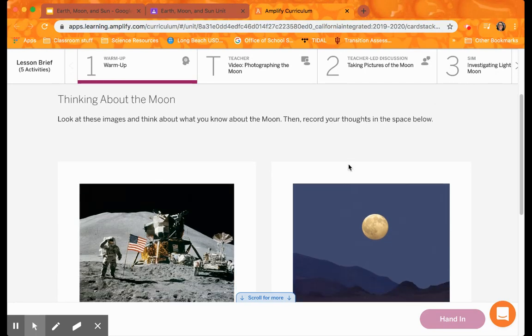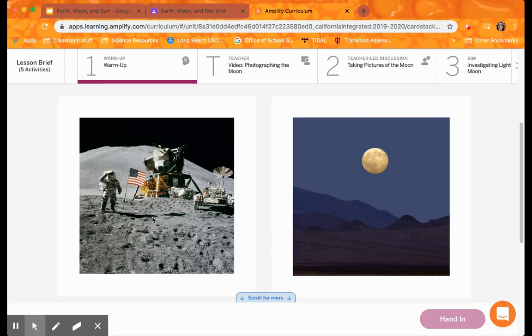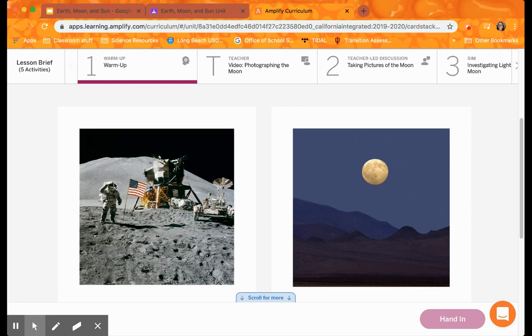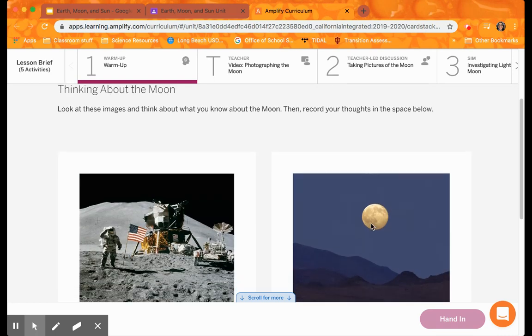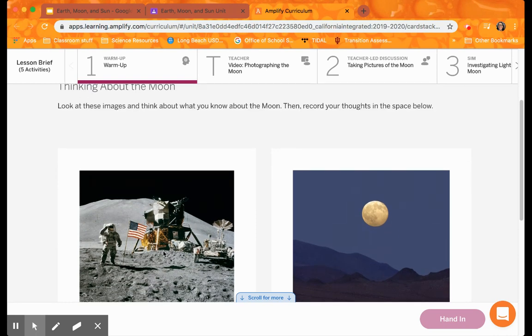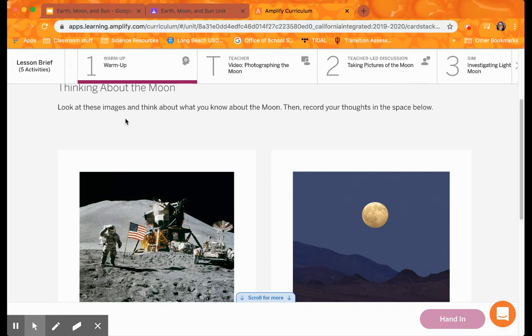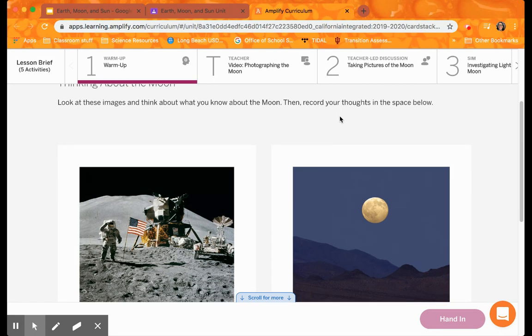The warm-up is asking you to look at these 2 images. In this first image, it looks like they're on the moon. That's my first thought. It makes me think of when the United States landed on the moon because of the American flag. You see an astronaut right there. It makes me think about science and technology, and that people came to the moon. The question is asking you to look at these images and think about what you know about the moon, then record your thoughts in the space below.